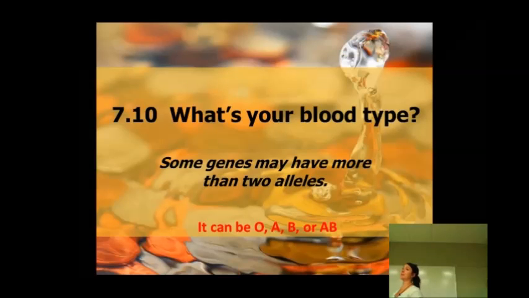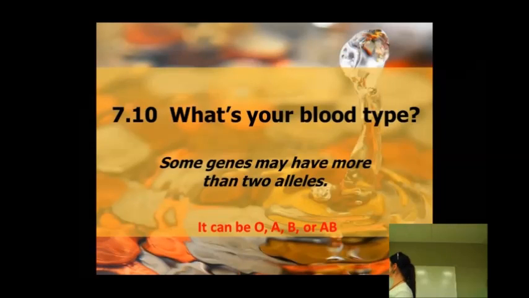Another place that genetics is interesting is in your blood type. If you are a female and you've had a baby, then usually you know what your blood type is because you need to know what your child's blood type is. And so blood type is actually a combination of more than just two alleles.